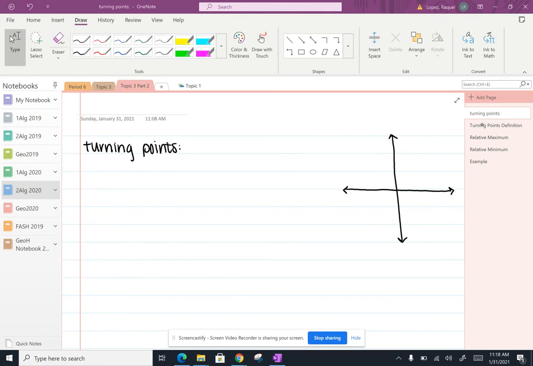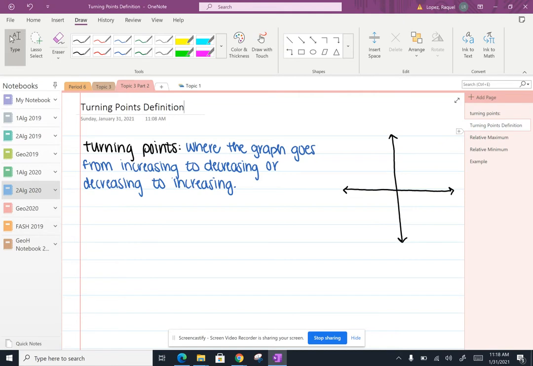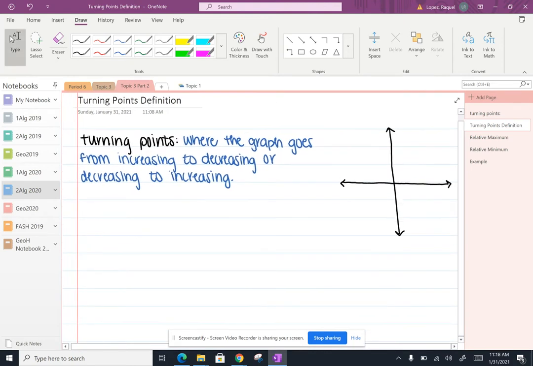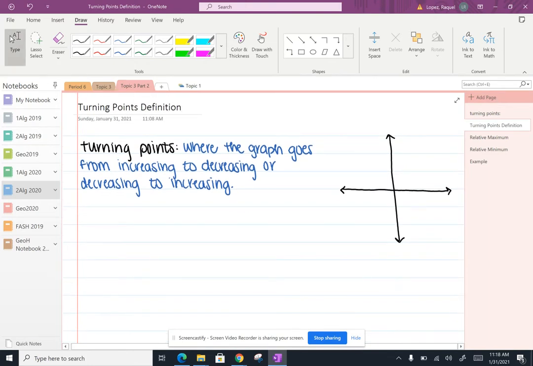Okay, so what is a turning point on a graph? Turning points on a graph are where the graph goes from increasing to decreasing or from decreasing to increasing. So it's where the graph is changing direction. It's where the graph is turning, for lack of a better term. So it's exactly what it's defined to be.